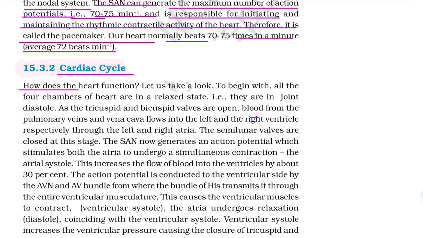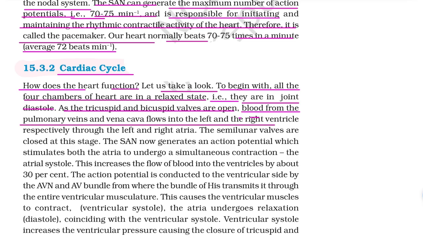Cardiac cycle. How does the heart function? Let us take a look. To begin with, all the four chambers of the heart are in a relaxed state. It means they are in a joint diastole. As the tricuspid and bicuspid valves are open, the blood from the pulmonary veins and vena cava flows into the left and right atria respectively, and then into the left and right ventricles. The semilunar valves are closed at this stage.